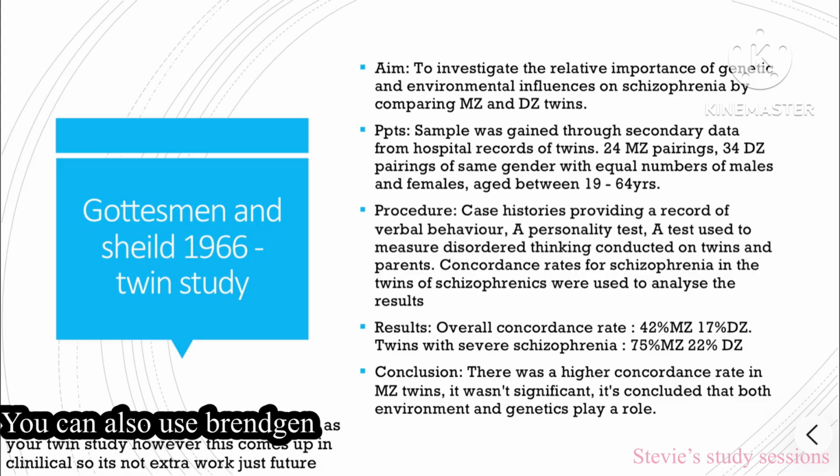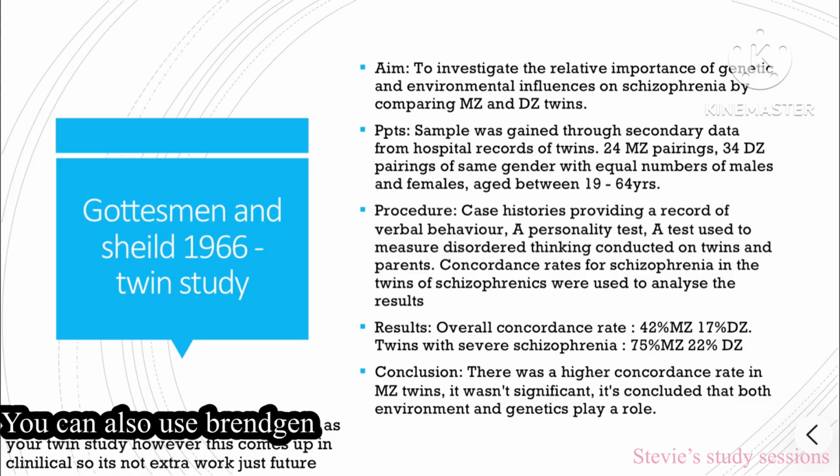24 MZ pairings and 34 DZ pairings of the same gender, with an equal number of males and females aged between 19 to 64. Procedure. Case history providing a record of verbal behavior, a personality test, and a test used to measure disordered thinking were conducted on twins and parents. Concordance rates for schizophrenia in the twins of schizophrenics were used to analyze the results.